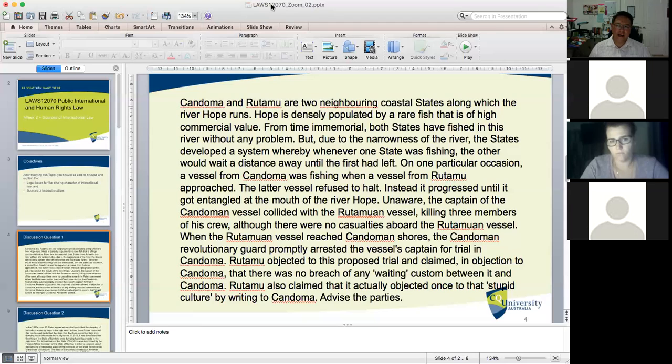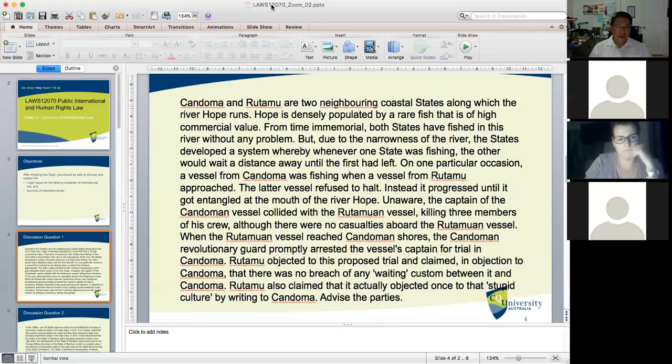Okay. Thank you, Reese. Any other comments? Dissenting opinion? Comments? So we've got an answer from Samantha. Because of the commercial value, I think it is general and consistent state practice.